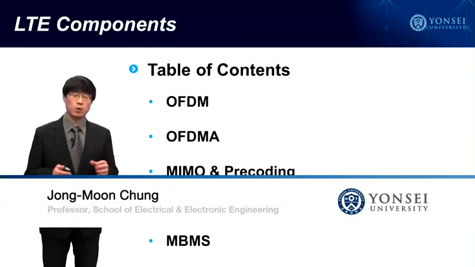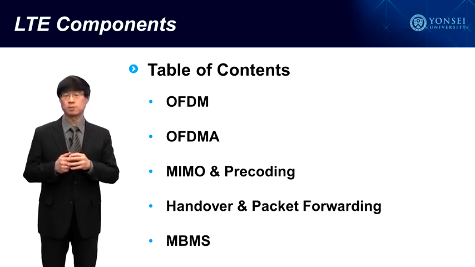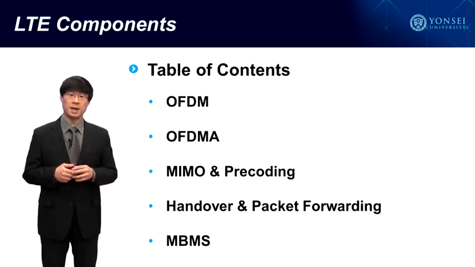Now in this lecture, we're going to study some of the major components that make long-term evolution, LTE mobile communication possible. And these are listed right next to me: OFDM, OFDMA, MIMO and precoding, handover and packet forwarding, and MBMS.